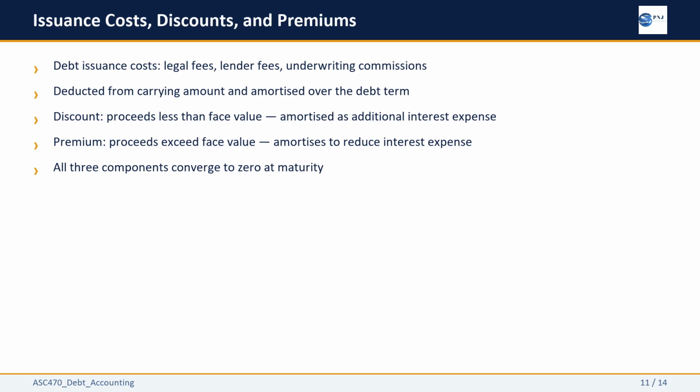Over the life of the loan, those costs flow through interest expense via amortization, raising the effective rate above the coupon rate. The same logic applies to discounts and premiums. They all unwind through interest expense, period by period until maturity.